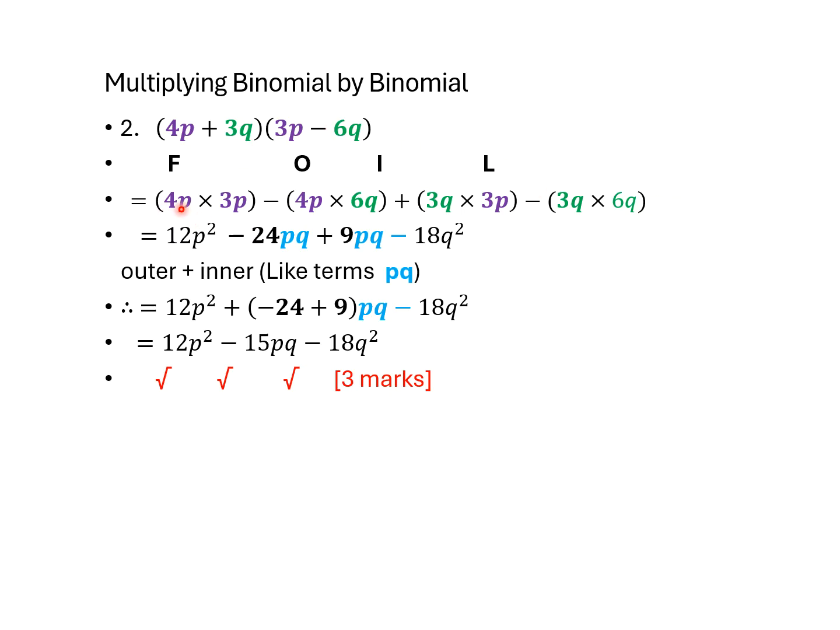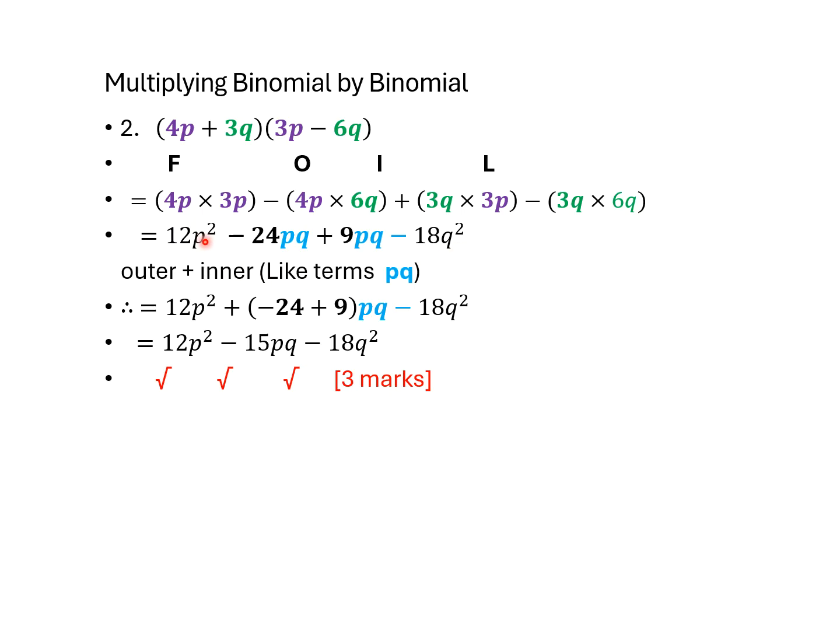Alright, I assume you know 4 times 3 gives me 12. P times P simply becomes P squared. Negative stays negative. 4 times 6 is 24PQ. Positive stays positive. 3 times 3 gives me 9PQ. Negative stays negative. 3 times 6 would give me 18. And Q times Q then becomes Q squared.